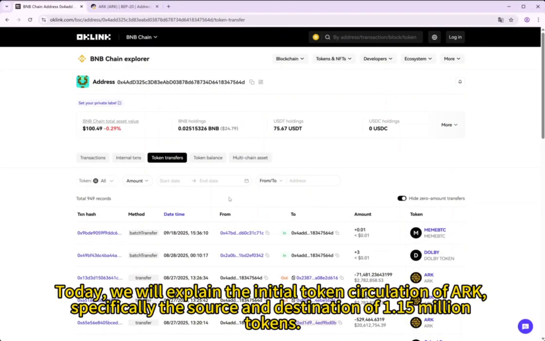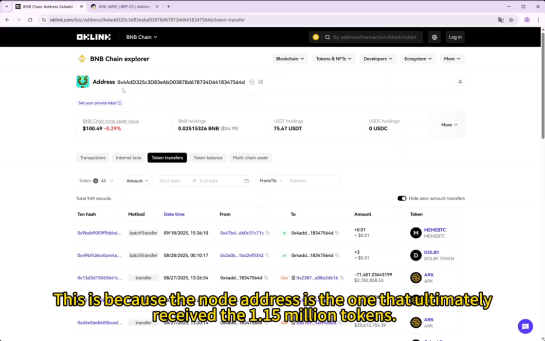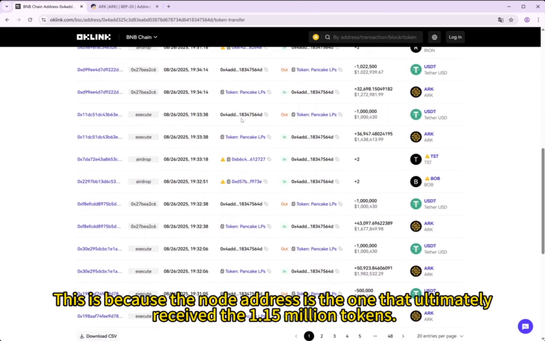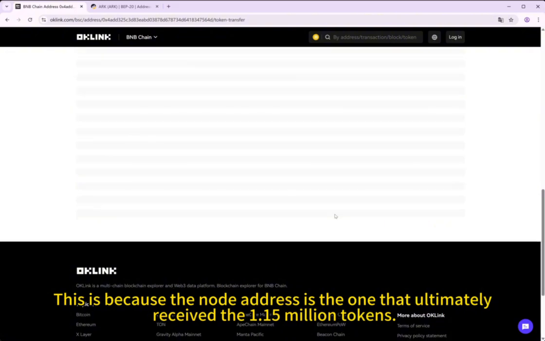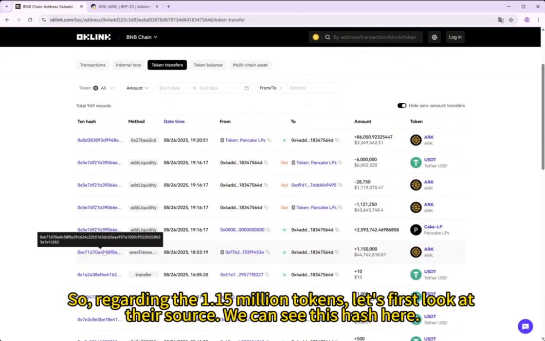Today, we will explain the initial token circulation of ARK, specifically the source and destination of 1.15 million tokens. First, let's open this node address. This is because the node address is the one that ultimately received the 1.15 million tokens. So, regarding the 1.15 million tokens, let's first look at their source.